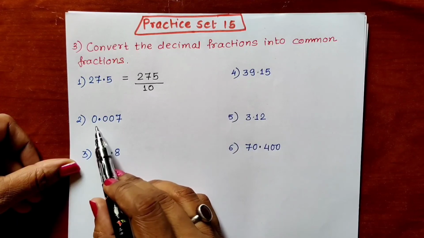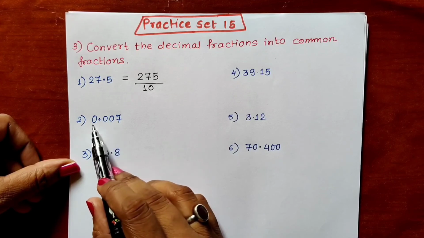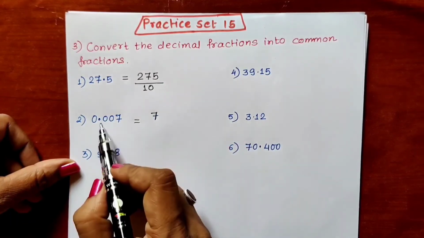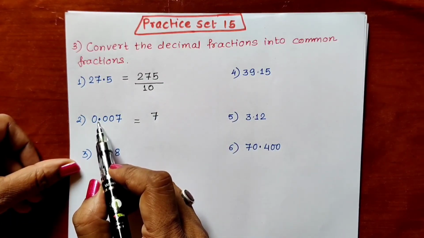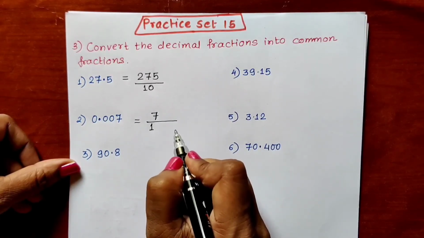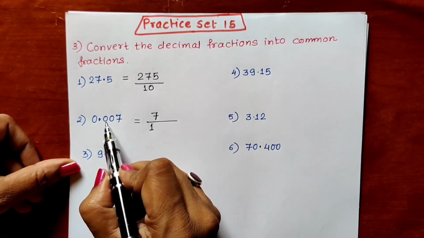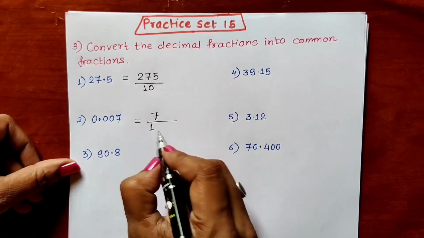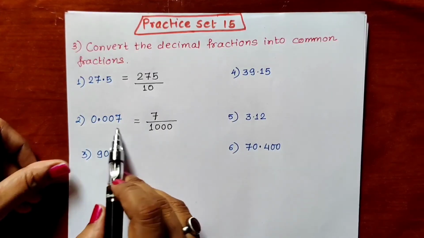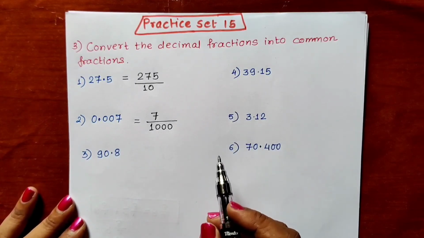Now let us solve this second one. We have given 0.007. See, all these zeros are there, so we don't require to write these zeros. We will write 7 directly. Do not write decimal point. Write directly 7 in the numerator. And upon denominator, we write 1. And after 1, how many zeros we have to place? See, after decimal point, we are having 3 digits. 1, 2, 3. So, after 1, we will be putting 3 zeros. As 3 digits are there after decimal point, we will be writing 3 zeros after 1 in the denominator.